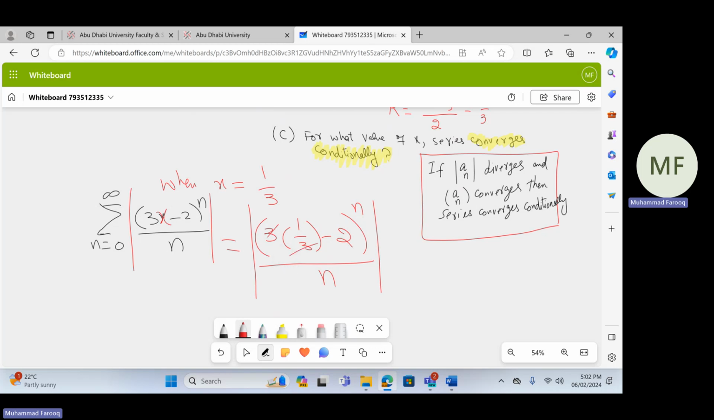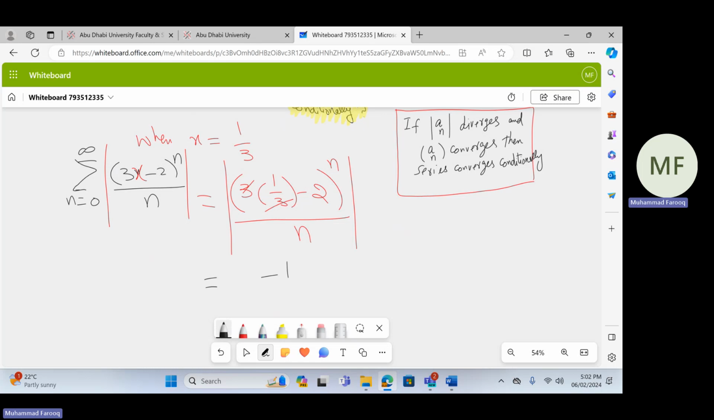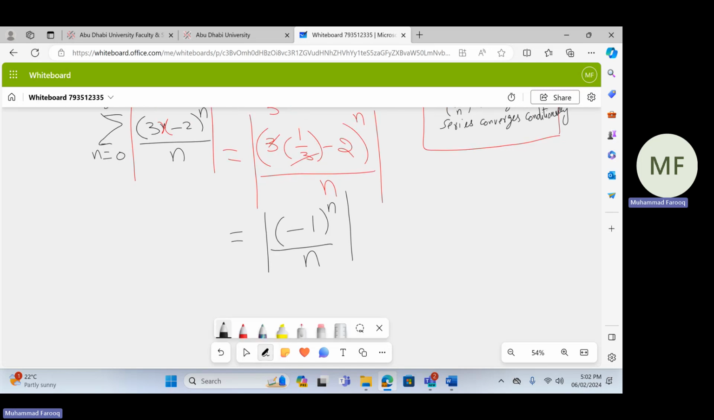The 3s cancel out. 1 minus 2, how much? Minus 1. Okay, so I now have this (-1) to the power n, divided by n, with absolute value. This is my series, basically the sum from n equal to infinity.